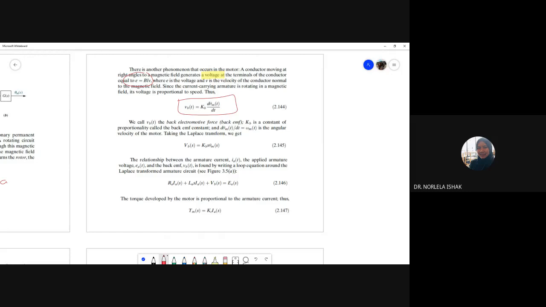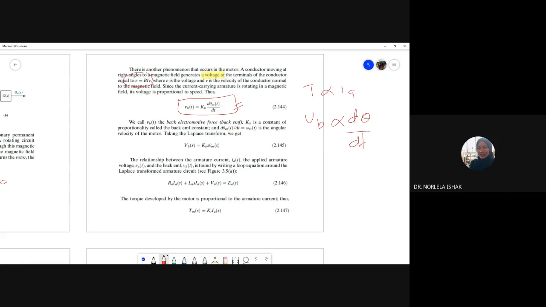This is a fixed equation. From the DC motor, when it is an armature-controlled DC motor, this is the transfer function you can derive. One is torque proportional to IA. Another one is VB. VB is proportional to d theta over dt, the voltage that is proportional to the speed.